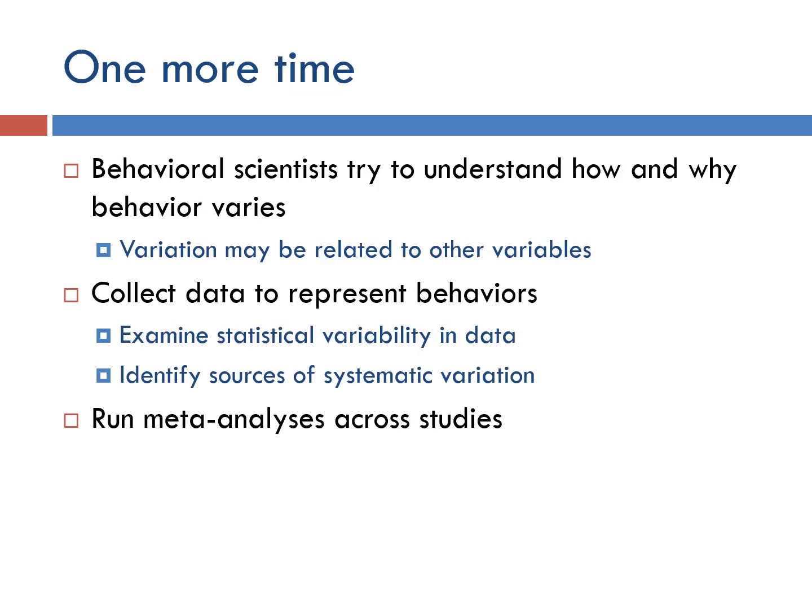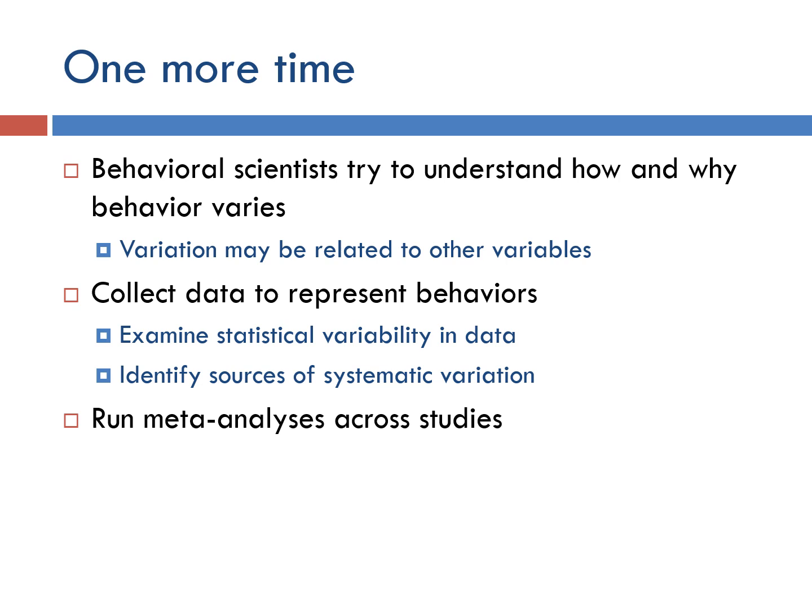All right, one more time. Behavioral scientists are trying to understand how and why the behavior varies. We established that variation matters, and we're trying to see how the variation in one variable is related to variation in others, be that time or the individual comparing to others or the situation. We want to understand that variation. We need to collect information about that variation.